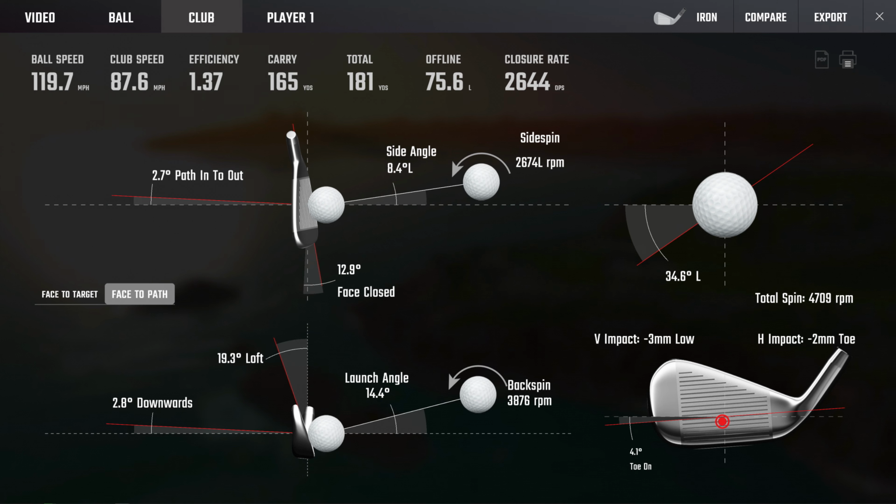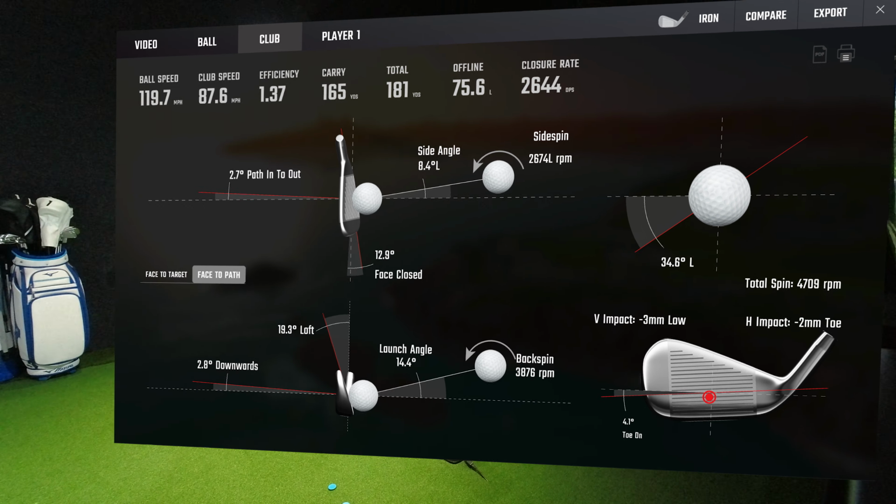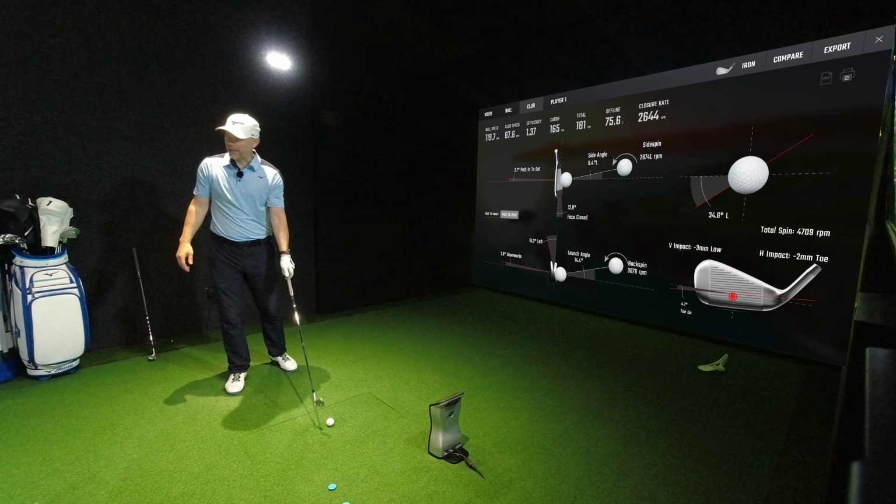Club 2.7 from the inside, so it's marginally changed my path slightly by doing my wrist angle change or my grip change. 13 degrees closed. And look, when it comes to the loft, 19.3 degrees. So I've got hardly any loft on there as well, going back to what we did there.